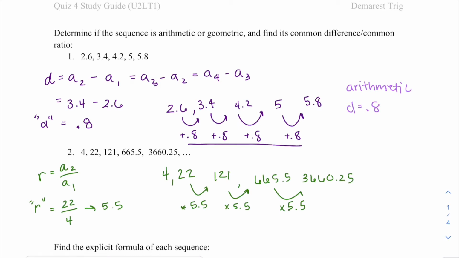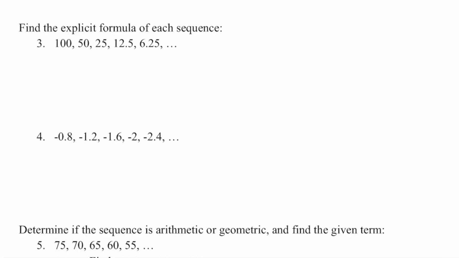Okay, so that wasn't just random, oh, I'm going to try this one as geometric first. Looking at this, I can see the gaps are clearly not constant, which means it's not arithmetic. And then I check to see if it is geometric, and yes, indeed it is. It's geometric with a common ratio of 5.5.